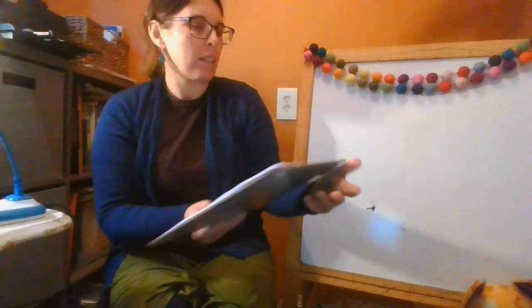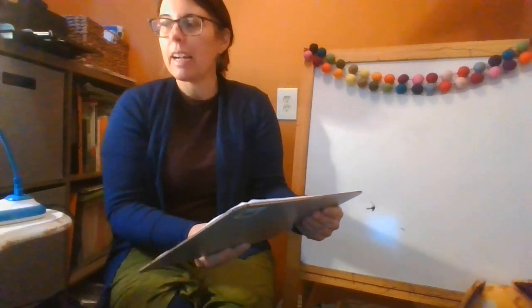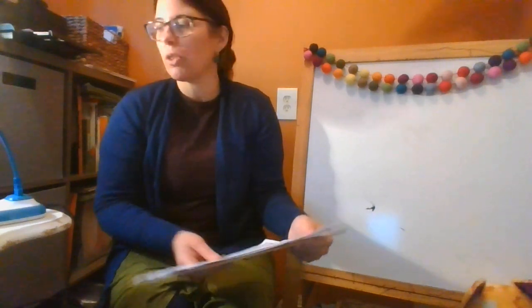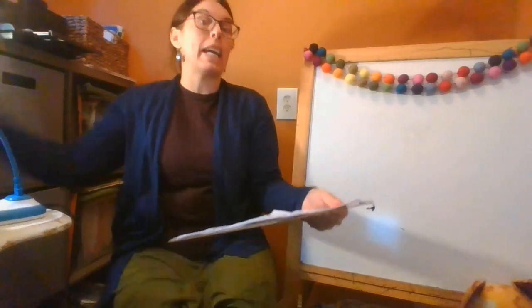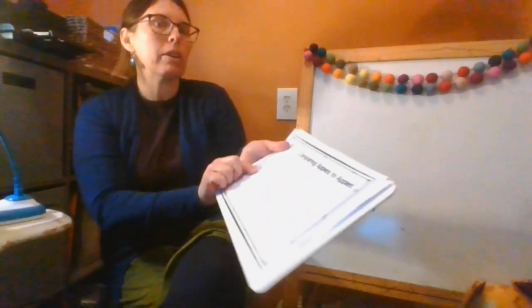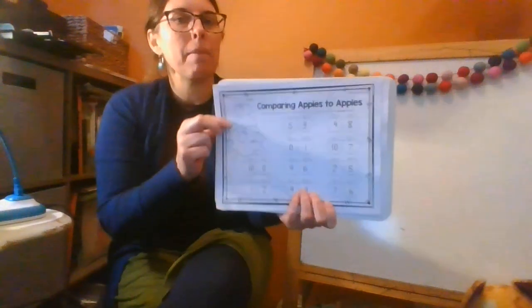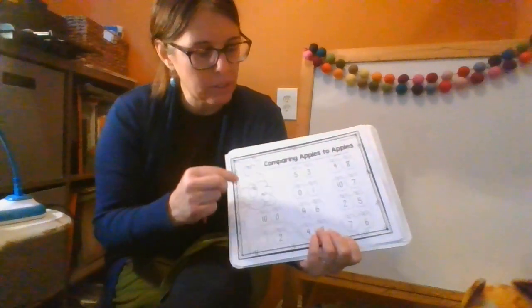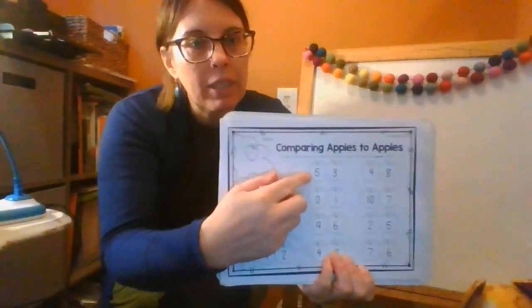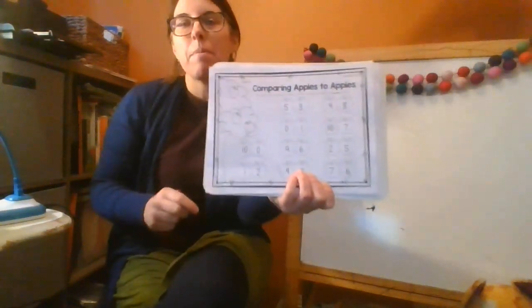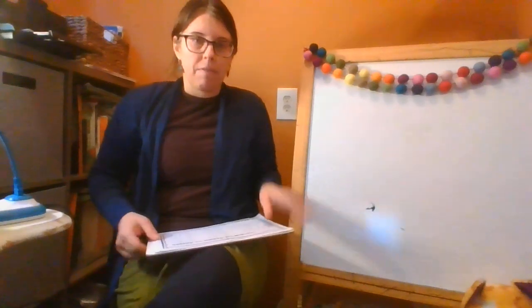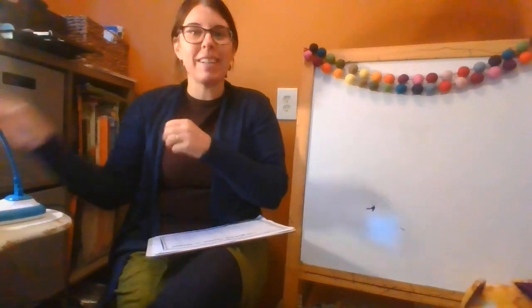On this page, it says, look at each pair of apples and color the apple that shows the greater number. Now, do you know what that means, the greater number? Is that the bigger or smaller number? The bigger number. Okay. So let's look at this one. The first one says 5 and 3. Now, you can put up 5 fingers on one hand and 3 on the other. Which is more? 5. That's one way to do it.